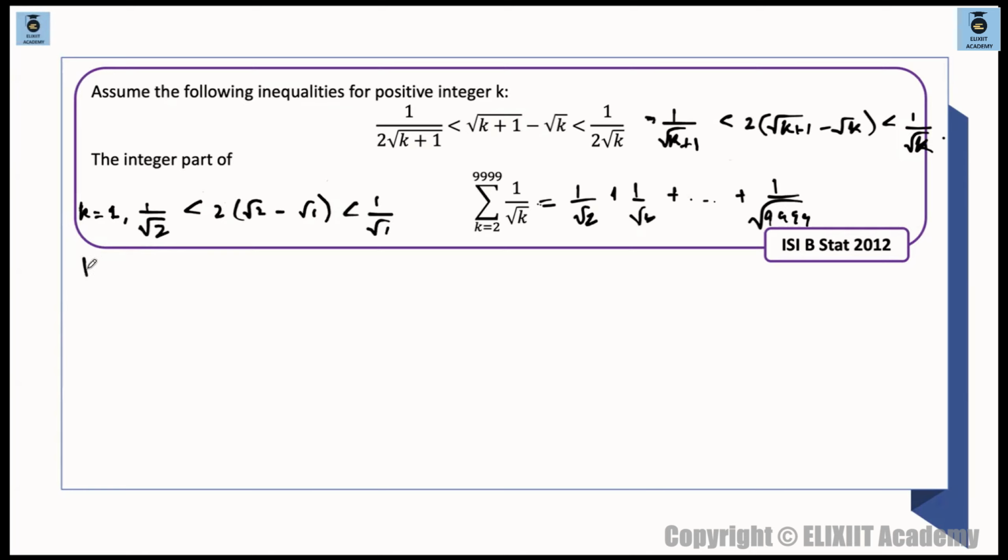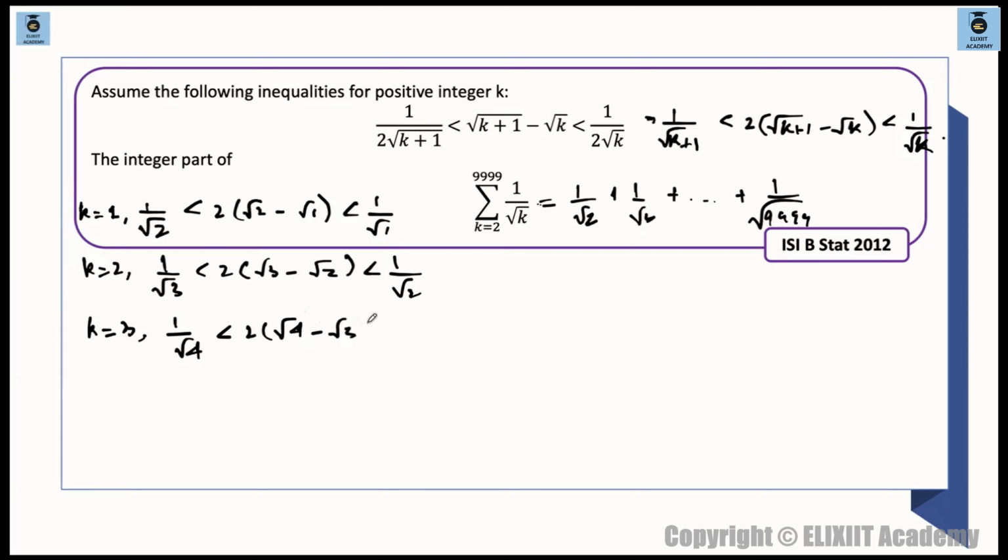Similarly, I put the value of k is equal to 2. So I'll get 1 upon square root of 3 less than 2 times the square root of 3 minus square root of 2 less than 1 upon square root of 2. And similarly, I put the value of k is equal to 3: 1 by square root of 4 less than 2 times of square root of 4 minus square root of 3 less than 1 upon square root of 3, and so on. So till where we have to take?